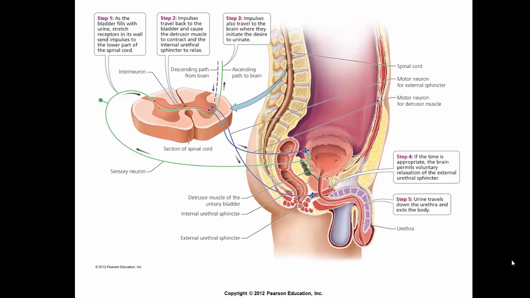And so this just shows the reflex: as the bladder fills with urine, stretch receptors in the wall send impulses to the lower part of the spinal cord. These impulses are going to travel back to the urinary bladder, cause the muscle to contract and the internal urethral sphincter to relax. Step 3, the impulses are going to travel to the brain where they initiate the desire to urinate. Step 4, if the time is appropriate, the brain permits voluntary relaxation of the external urethral sphincter and urine travels down the urethra and exits the body.